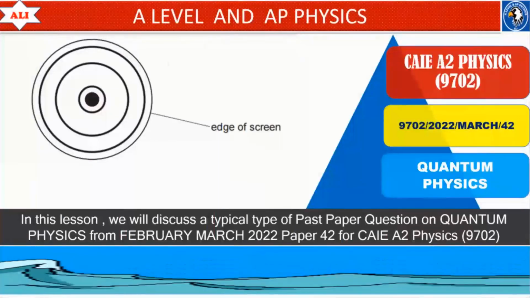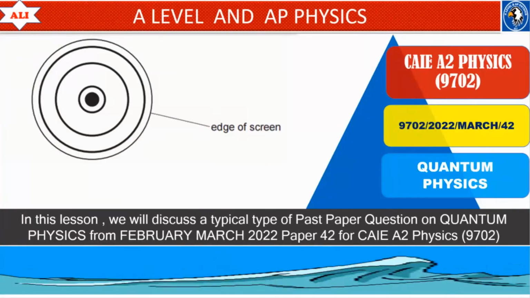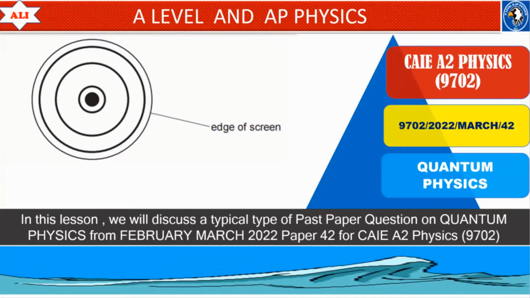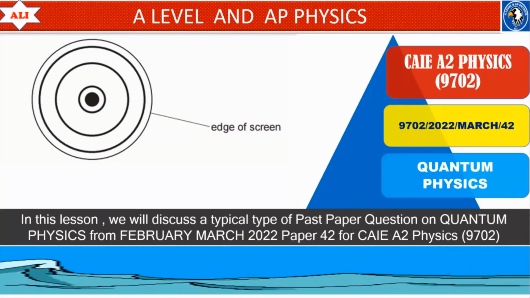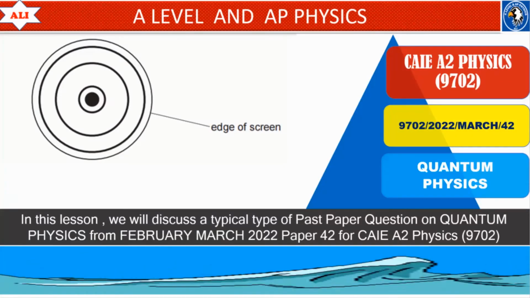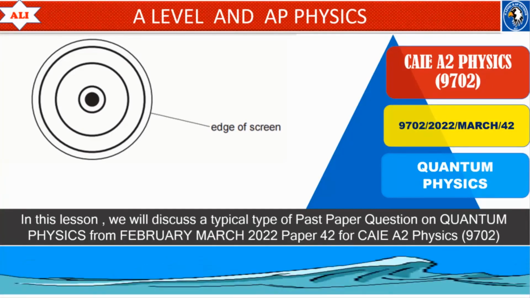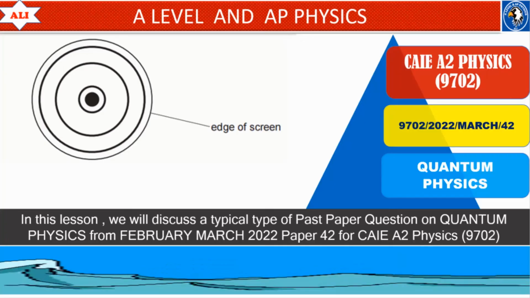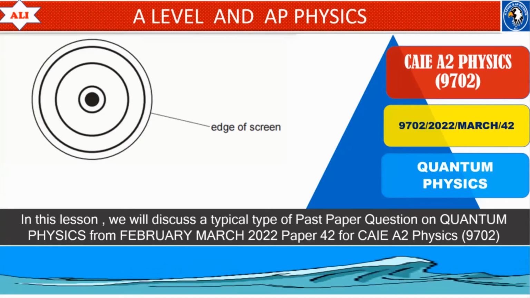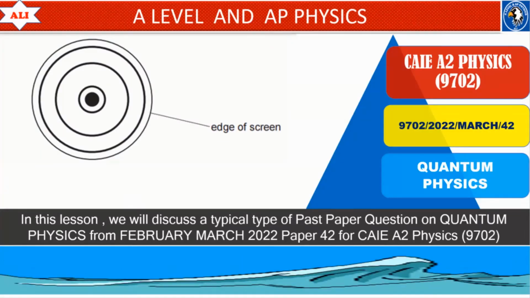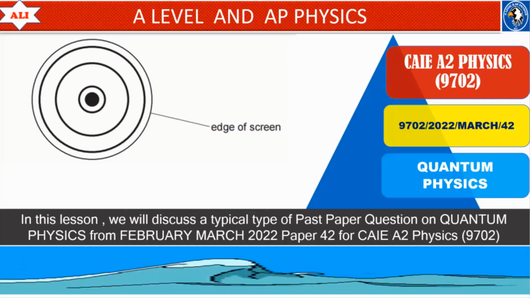Welcome to A-Level and AP Physics. In today's lesson, we will discuss one very important past paper question on quantum physics from March 2022, paper 4, variant 2. In this question, we will discuss de Broglie wavelength, electron diffraction, and the wave nature of electron. We will discuss when an electron behaves as a wave and when an electron behaves as a particle. These important concepts we will discuss today by solving past paper questions.